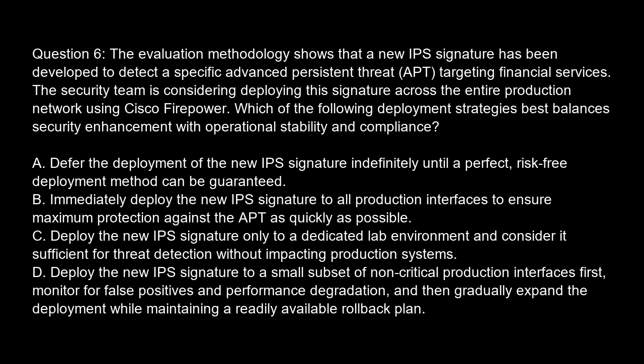Option A. Defer the deployment of the new IPS signature indefinitely until a perfect, risk-free deployment method can be guaranteed. Option B. Immediately deploy the new IPS signature to all production interfaces to ensure maximum protection against the APT as quickly as possible. Option C. Deploy the new IPS signature only to a dedicated lab environment and consider it sufficient for threat detection without impacting production systems. Option D. Deploy the new IPS signature to a small subset of non-critical production interfaces first, monitor for false positives and performance degradation, and then gradually expand the deployment while maintaining a readily available rollback plan.